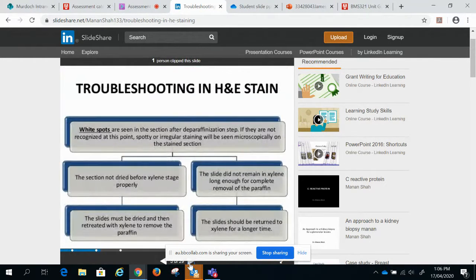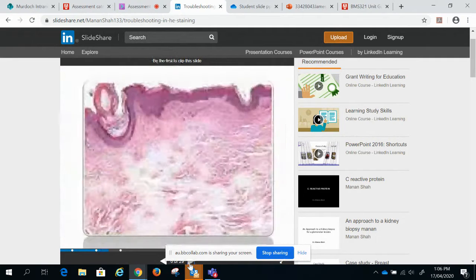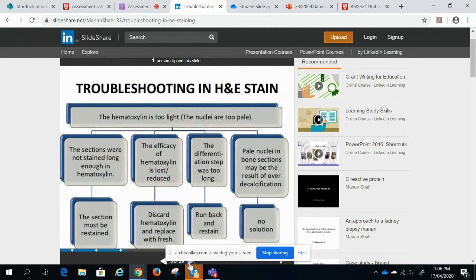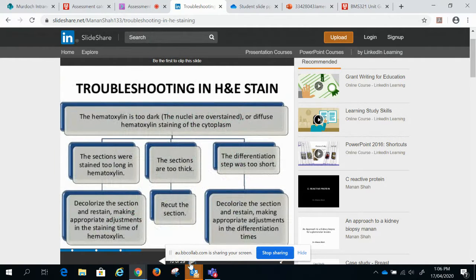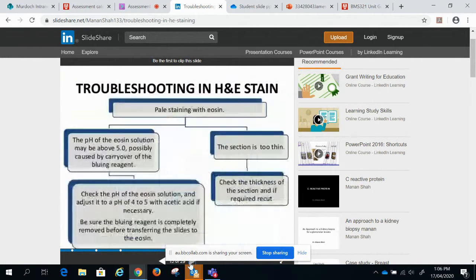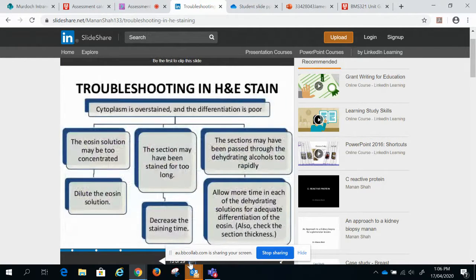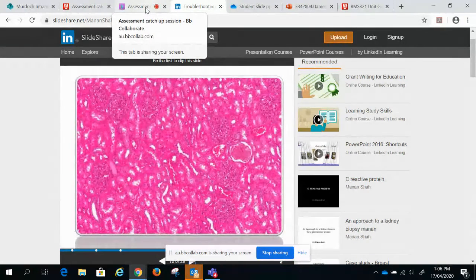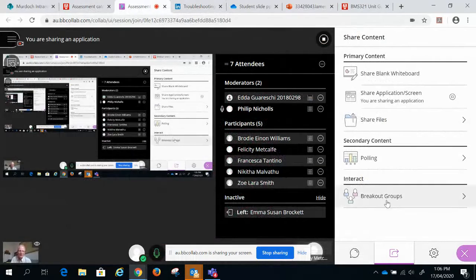You can see problems of white spots, and there's a couple of photographs there. What to do if hematoxylin's too light? That sounds interesting, just what we're talking about. Hematoxylin too dark, and the same goes through with pale staining of eosin, and it talks a little bit about pH and so forth. So that's quite a handy little resource in addition to that 101 steps one. I'll stop sharing the screen again and get back to where we were.